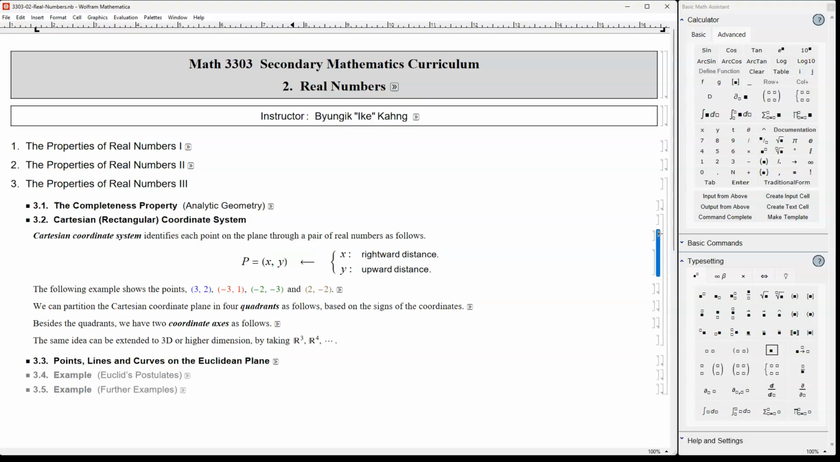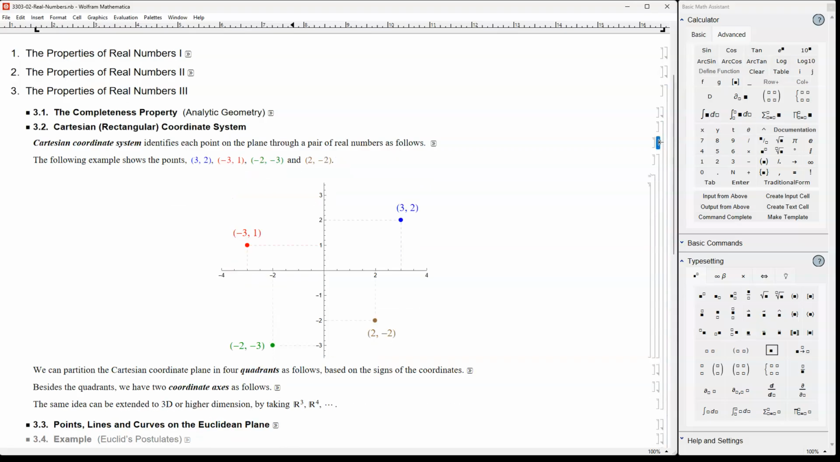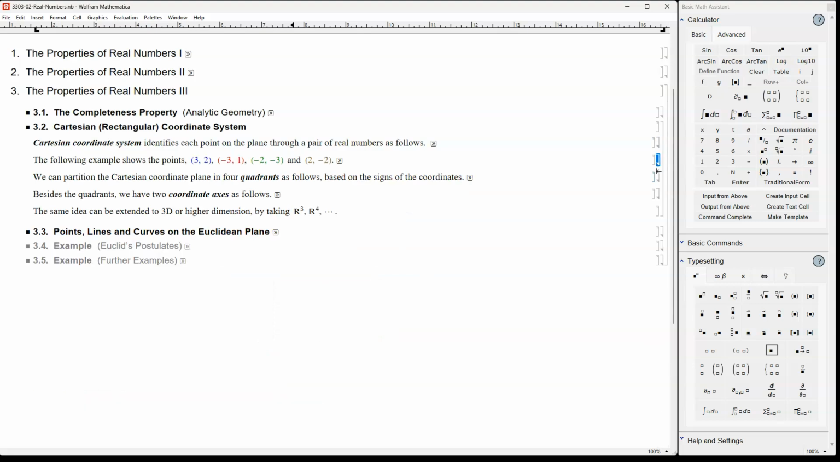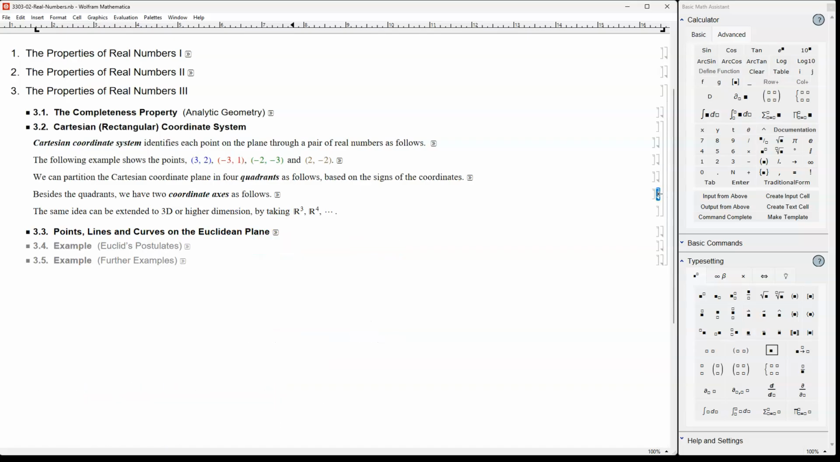So any point on a plane can be considered as a pair of real numbers, x comma y, right distance and upward distance. And as you can see, here are some examples. Yeah, the very same example I used for intermediate algebra and elementary algebra. Quadrants, coordinate axes, you know all those, right?